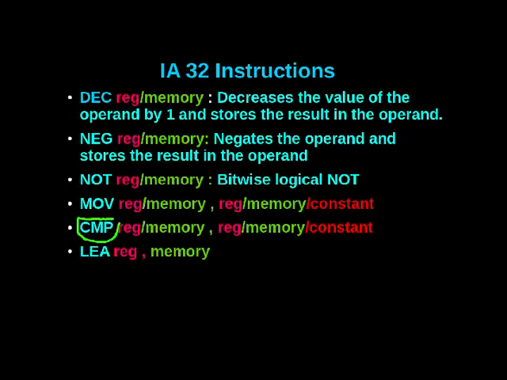Load effective address from a label, and we're going to see what that is. It's like using the offset. Load the address of this location, put it in a register.